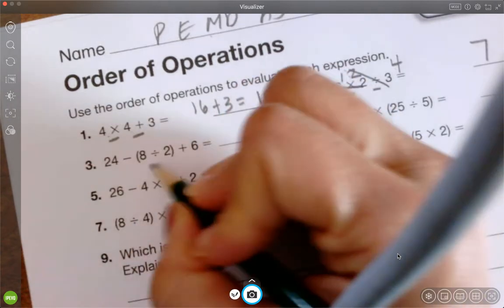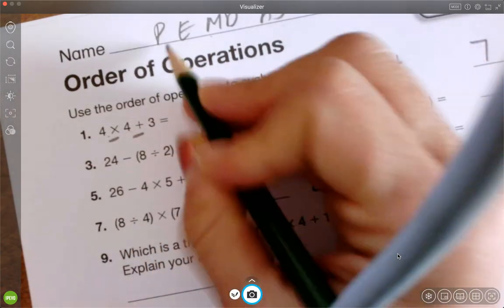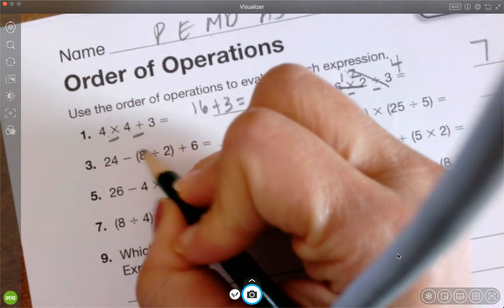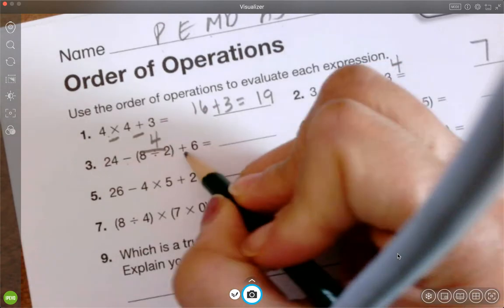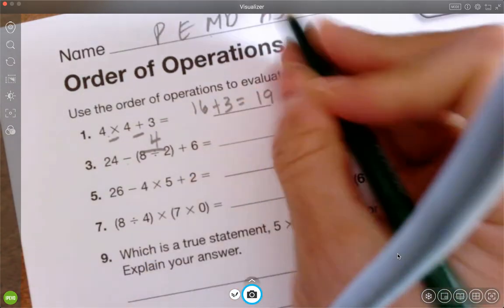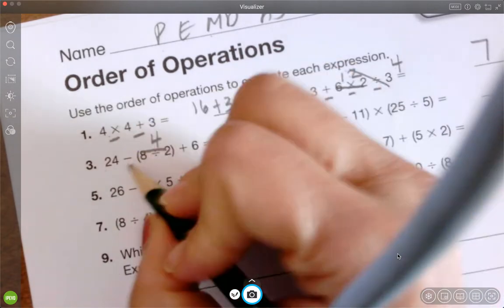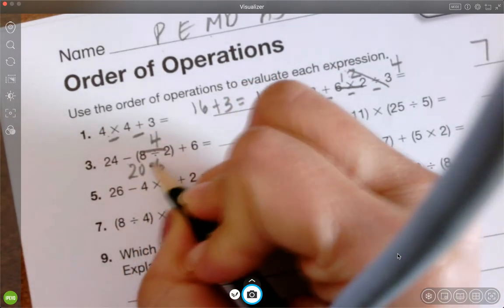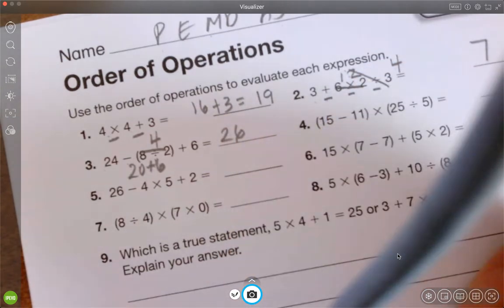24, take away 8 divided by 2 in parentheses plus 6. So again, my first thing is going to be to do the parentheses. 8 divided by 2 is 4. Then I have subtraction and I have addition. Well, those are together, so I'm going to go from left to right. 24 take away 4 is 20. So I have 20 plus 6, and 20 plus 6 is 26.